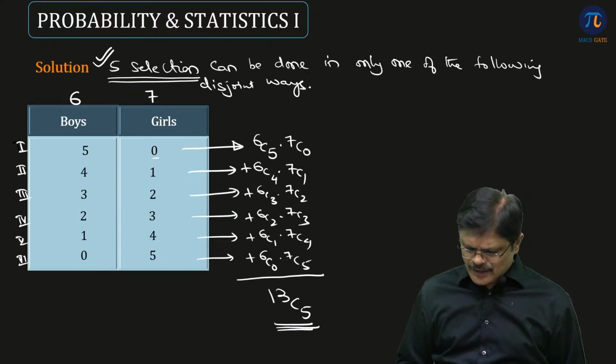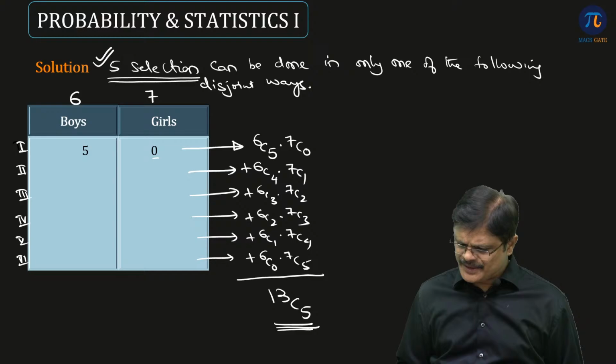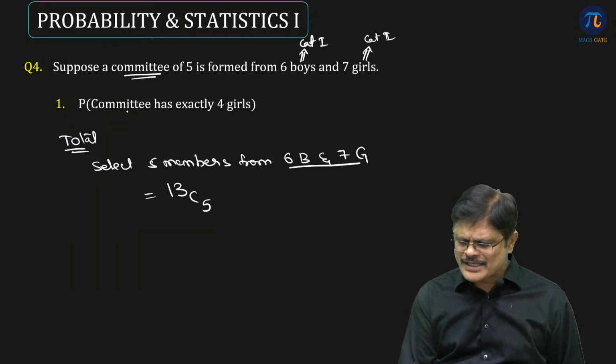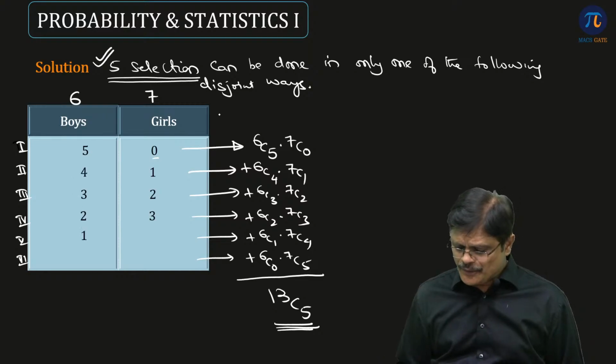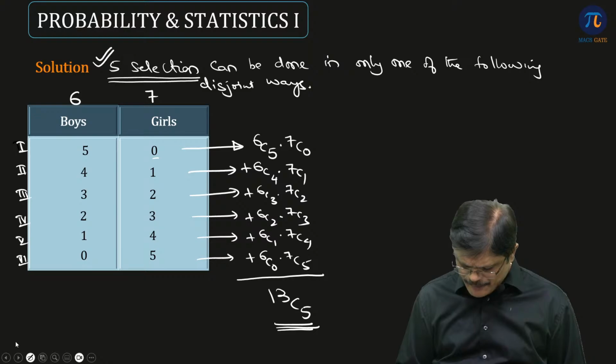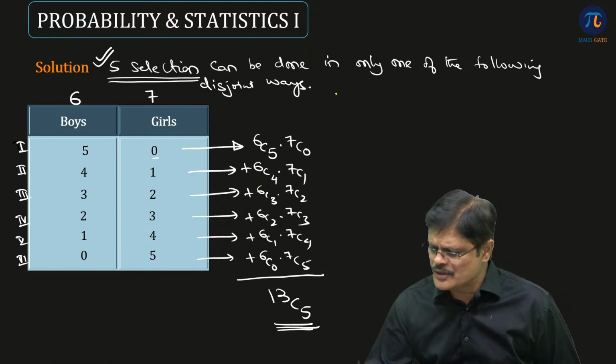Now, okay, we haven't solved the actual question here. What is the actual question? What is the probability that the committee has exactly 4 girls? But now, what is the question in this problem, sir? There is a question here. We haven't solved that. Let me solve that question.